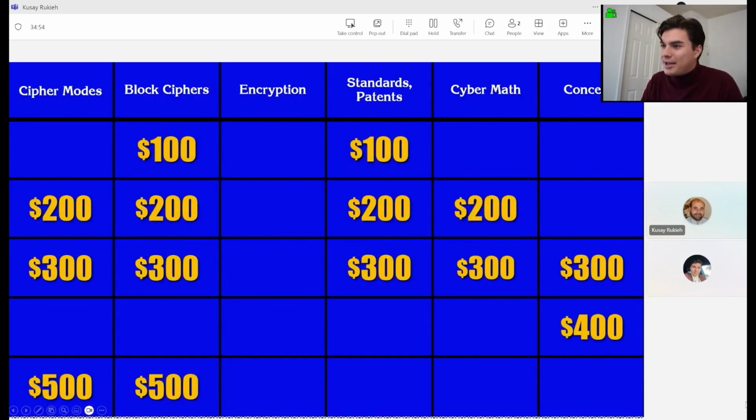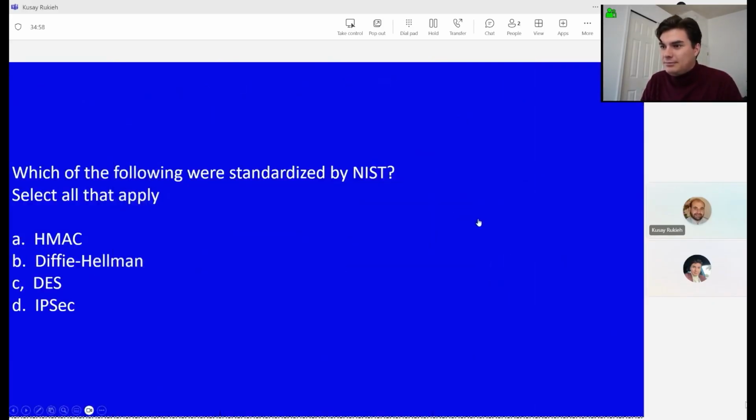Let's go with standards and patents for $100. Which of the following were standardized by NIST? Again, I'm looking at the historical data, the historical evolution of technology, encryption. I'm going to go with A, B, and D. B, IPsec and Diffie-Hellman. Yeah.